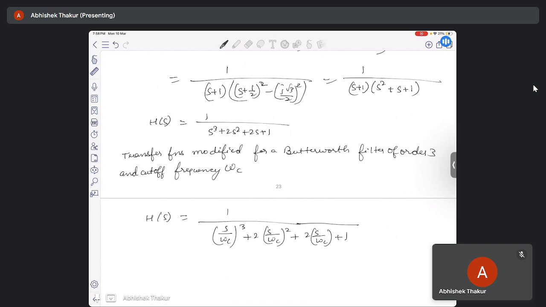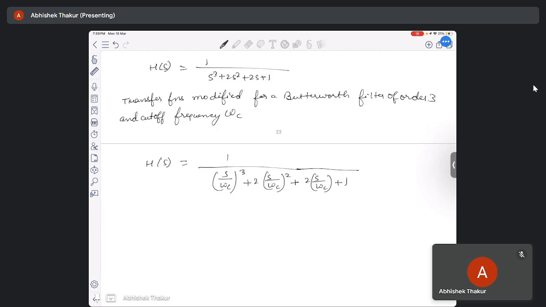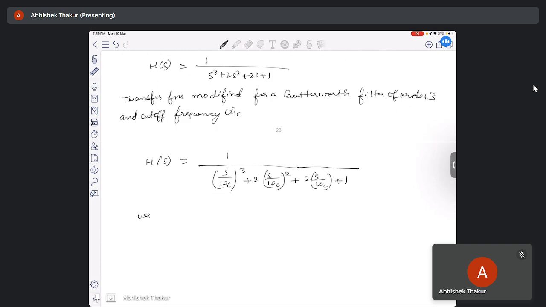So we have to first assume that omega c is 1 radian per second and find out the transfer function of the required order. And then to find the transfer function for a given omega c, we have to replace s by s by omega c in the transfer function obtained in step 1. Earlier, omega c was considered as 1 radian per second.